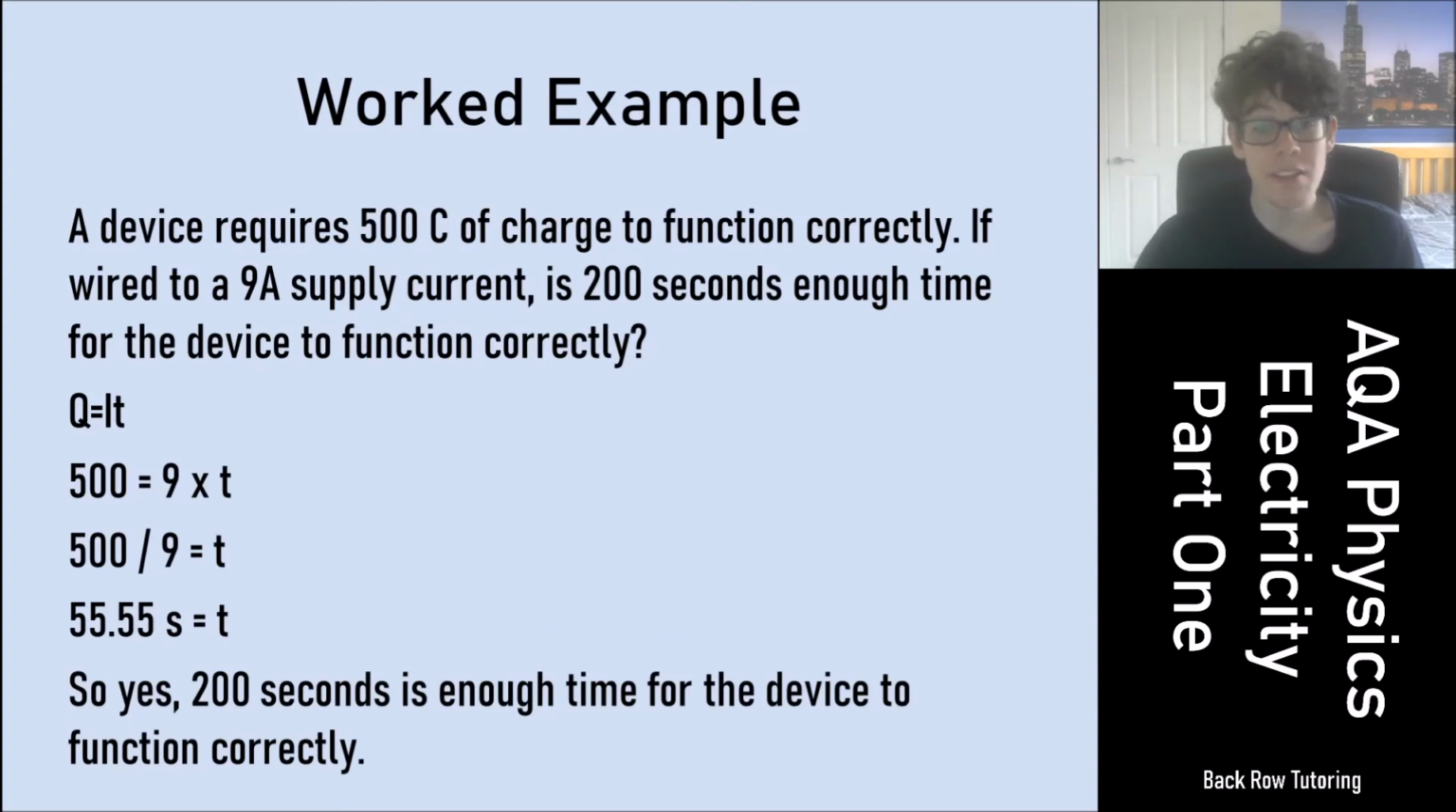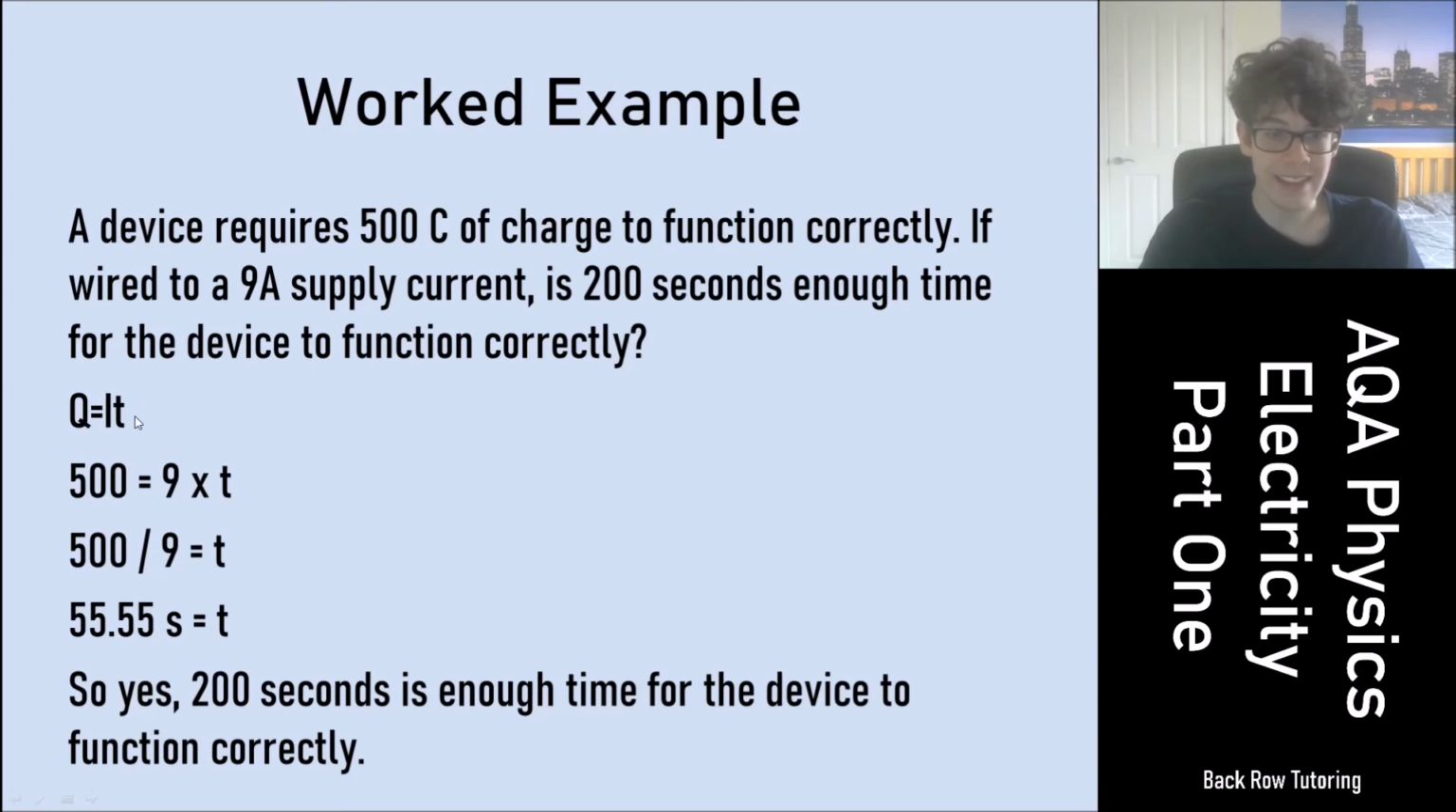A device requires 500 coulombs of charge to function correctly. If wired to a 9 amp supply current, is 200 seconds enough time for the device to function correctly? Well, in this case, what we are trying to work out is the amount of time which would be needed. So we're going to rearrange this formula for time. We want to work out time. So first of all, write out our equation.